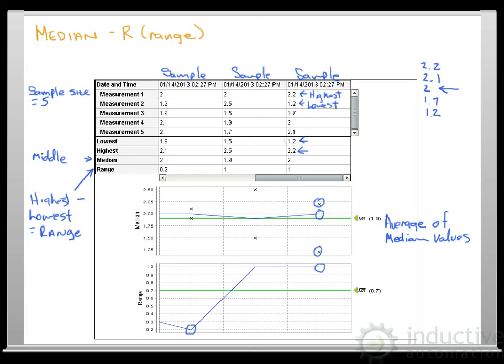And likewise, this is our average of the range values. So we take all our range values, sum them all up, divide it by the number of samples, and that's where we get our 0.7.